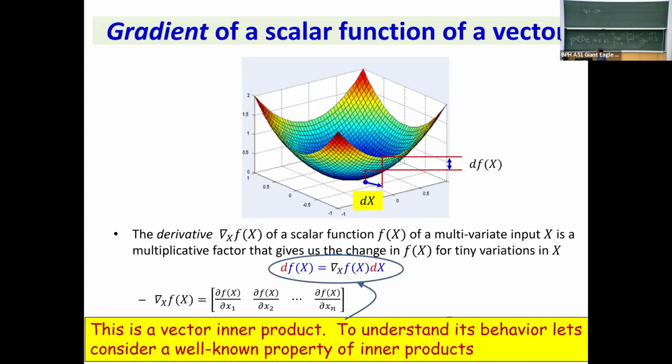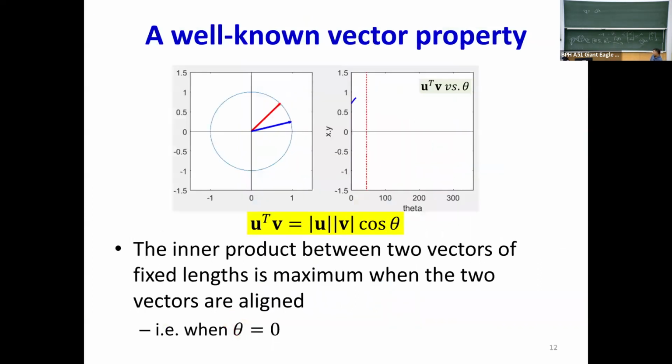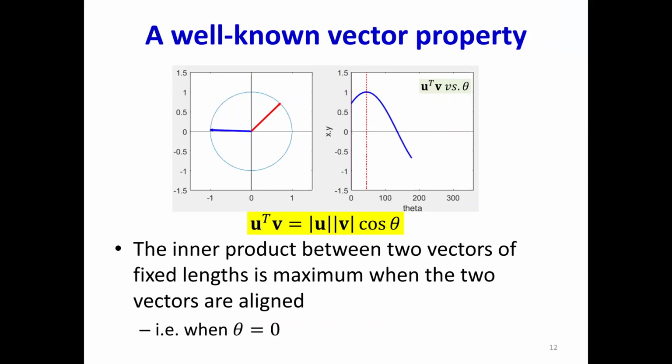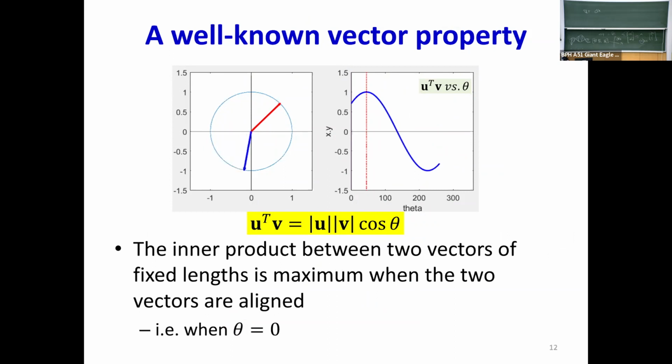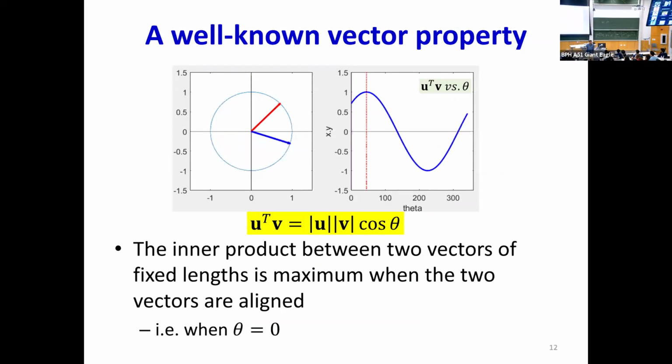Now here, that is an inner product, a vector inner product. To understand what this means, let's look at the behavior of vector inner products. Suppose I take some U transpose V. It's the inner product of U and V. Over there, the red line is my V. I can modify U. U can point in any direction for the same length, right? What happens as U rotates? When does this inner product become maximum?